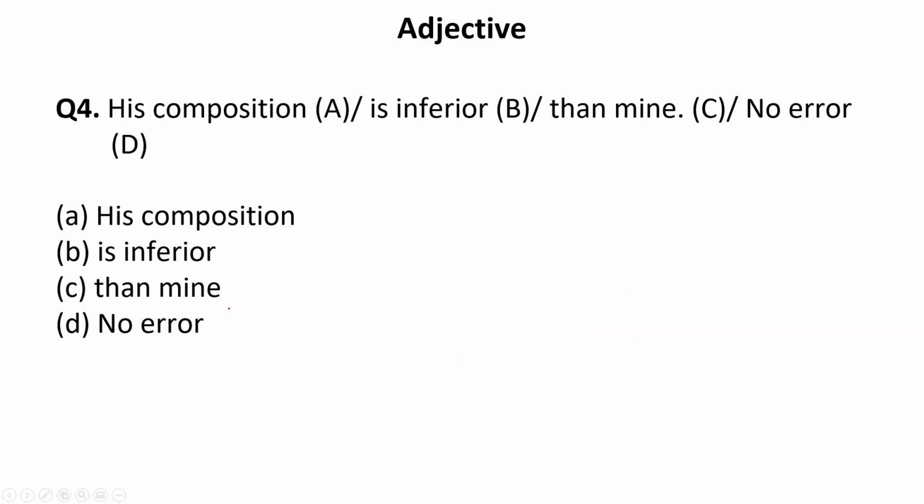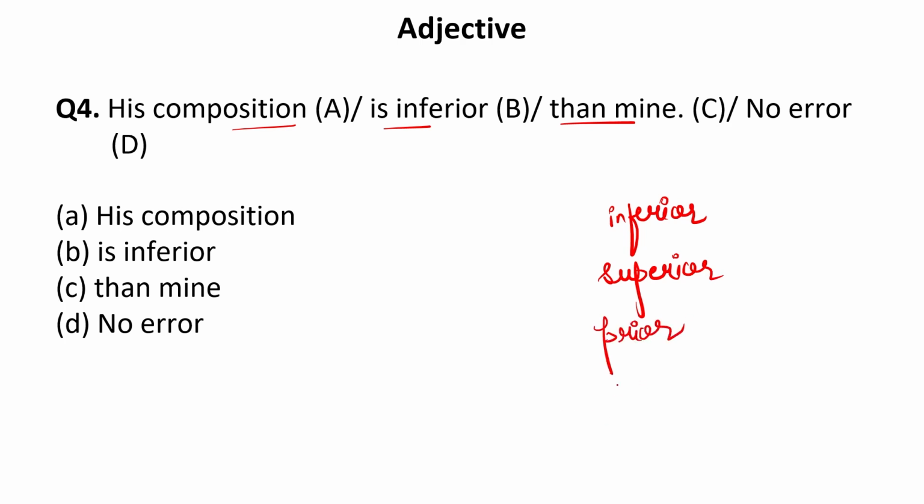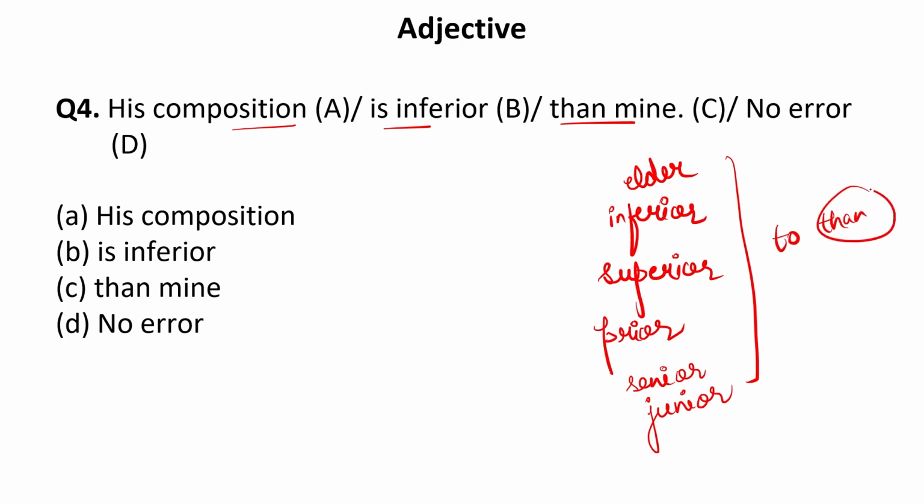Now let us move to the next one. His composition is inferior than mine. Now whenever there is any comparative word like inferior, superior, prior, anterior, posterior, senior, junior, any such words, these are not comparative degrees, these are comparative words. So whenever we have any comparative word, we always use to and not than. Than is used in comparative degrees. For example, young, younger, youngest, old, older, oldest.